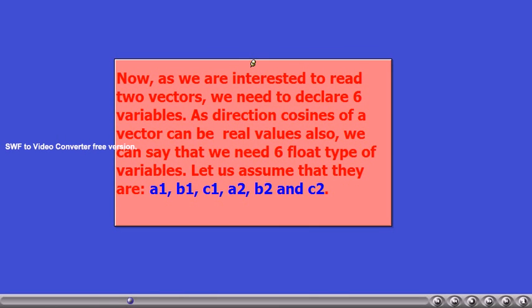In this program, we are supposed to read two vectors. Already we understood that we are supposed to deal with three-dimensional vectors only. Thus, in total, we are supposed to read 6 values. Thus, we declare 6 variables a1, b1, c1, a2, b2, c2. However, in reality, these values can be real valued also. Thus, we declare these variables as float type.